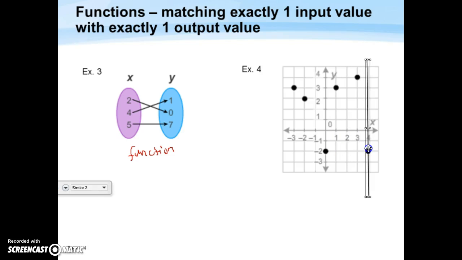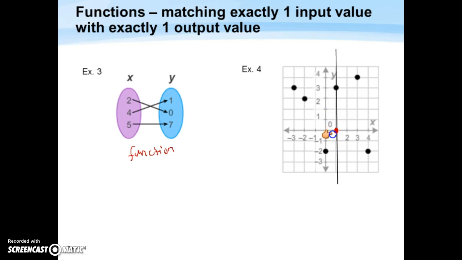So it passes the vertical line test because there's only 1 point on a vertical line at any given time. If I had another point drawn on, let's say I had a point here, and I were to take my vertical line, it would no longer pass the vertical line test because now there's 2 points on it. There's this point and this point.